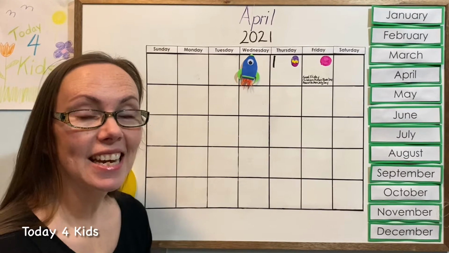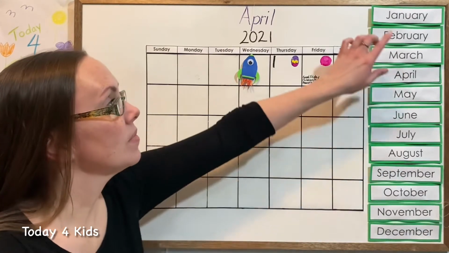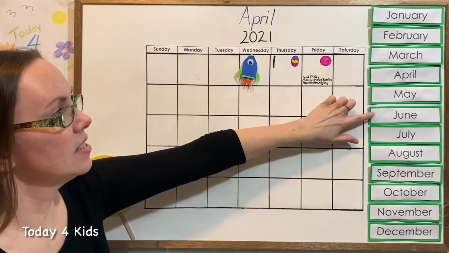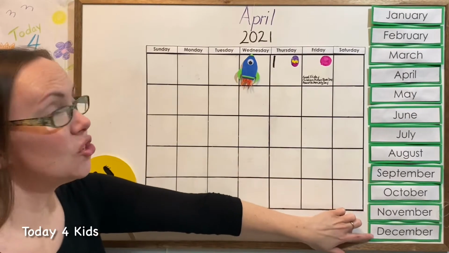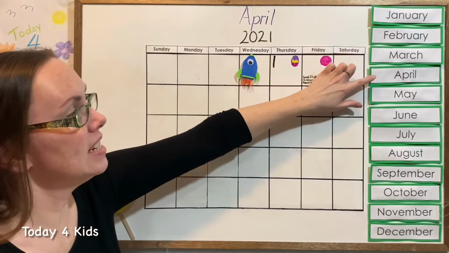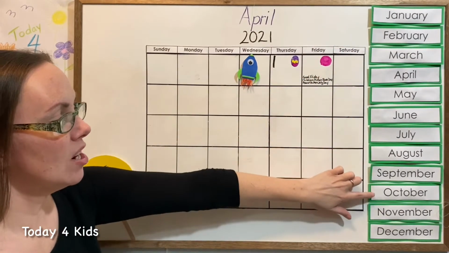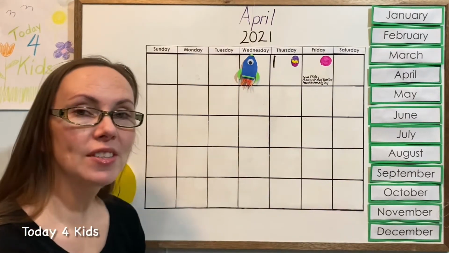Good guessing. Let's count up the months and say the names together. Are you ready? 1, 2, 3, 4, 5, 6, 7, 8, 9, 10, 11, 12. 12 months in the year. January, February, March, April, May, June, July, August, September, October, November, December. Good job. Thank you for saying those with me.